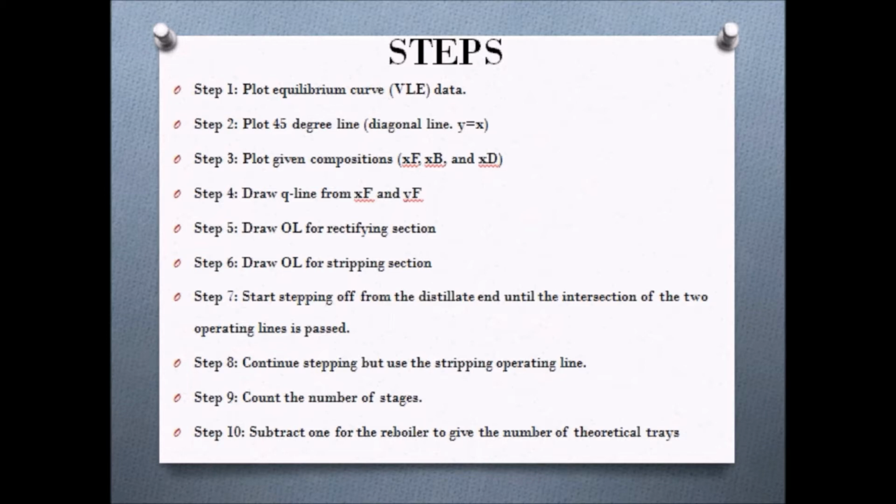Next, for the stages, we start stepping off from the distillate end until the intersection of the two operating lines is passed. After passing the lines, we continue stepping but using the SOL. From here, we can calculate the number of stages and subtract 1 for the reboiler to give the number of theoretical trays or plates.